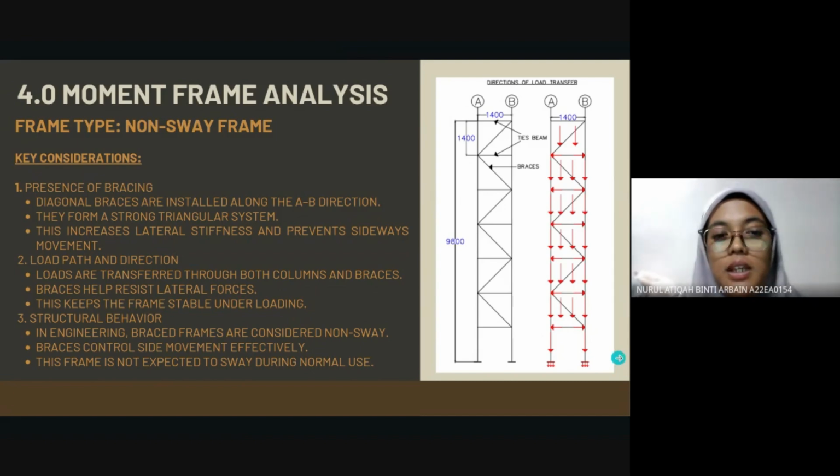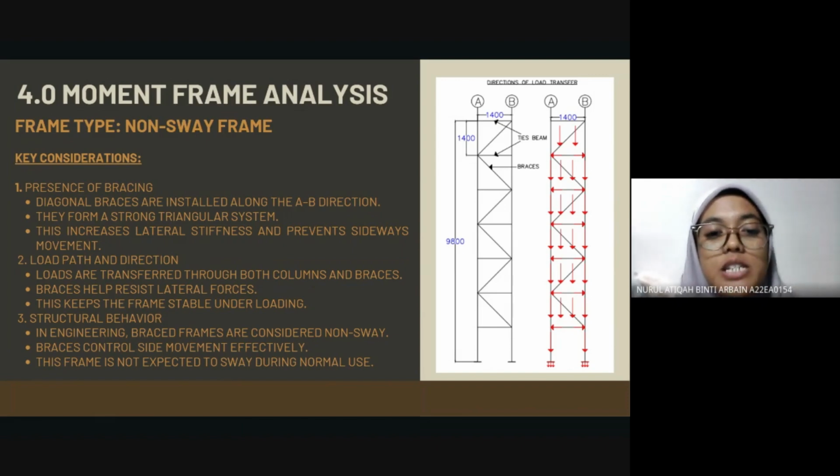axis. Okay, my name is Nurul Atika binti Arba'in and I will present about moment frame analysis. This frame is classified as a non-sway frame based on three key considerations. The first one is the presence of bracing. Diagonal braces are installed along the A and B direction, which form a strong triangular system, and this setup increases the lateral stiffness and helps prevent sideways movement.